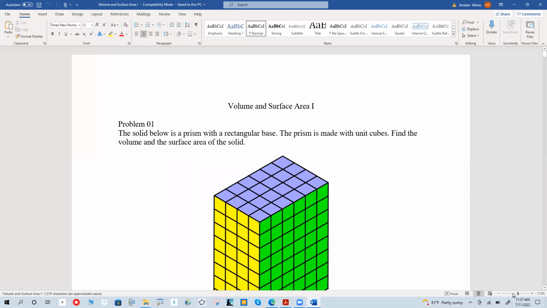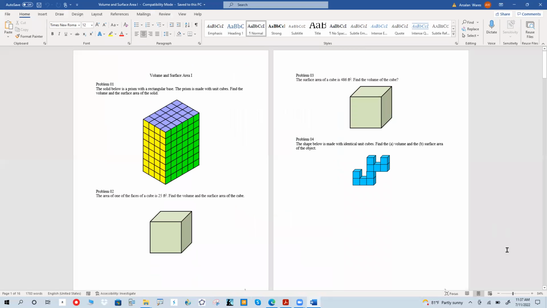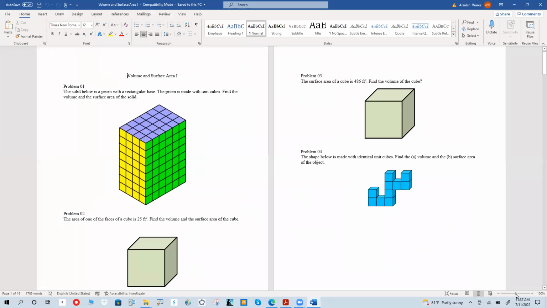Okay, so this is volume surface area 1. There's really nothing going on. Absolutely nothing. They want you to find the volume or surface area of this. You can. We have done many problems. Most of them are harder.